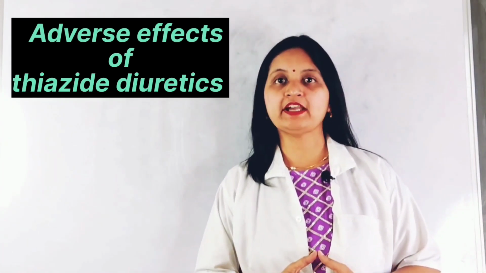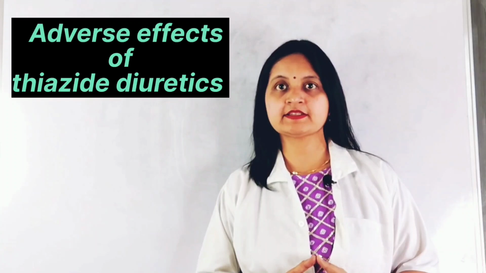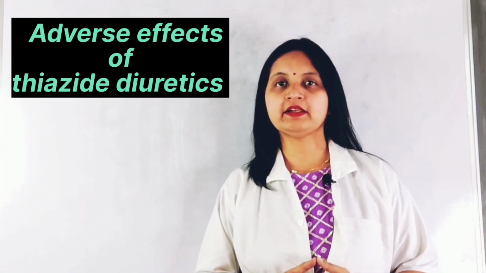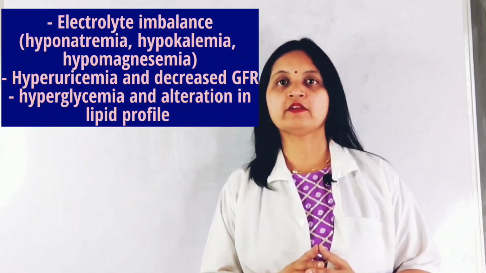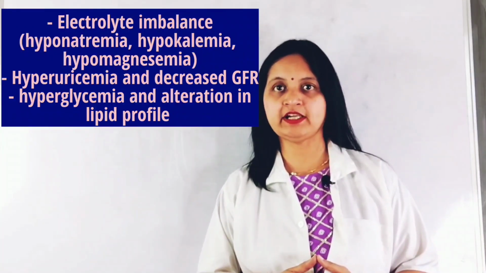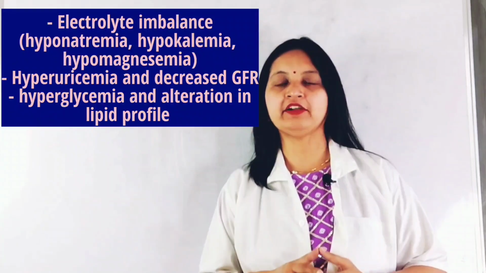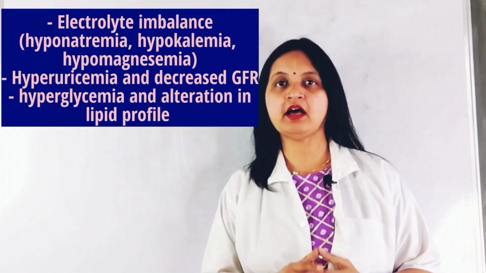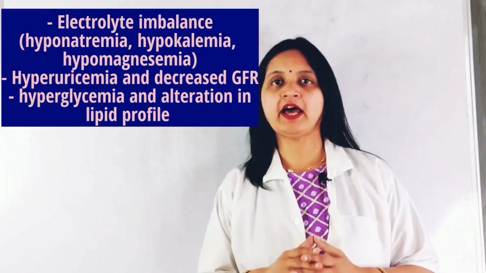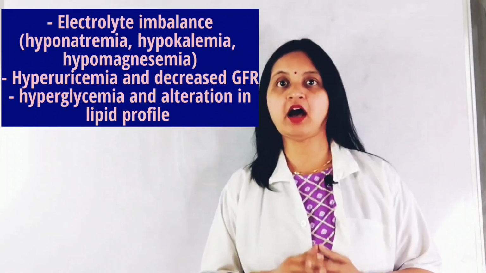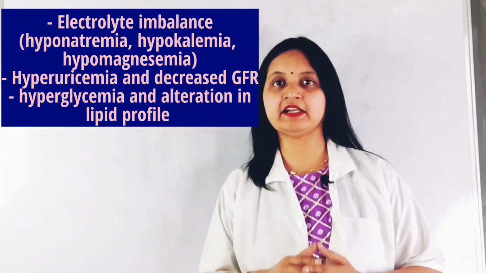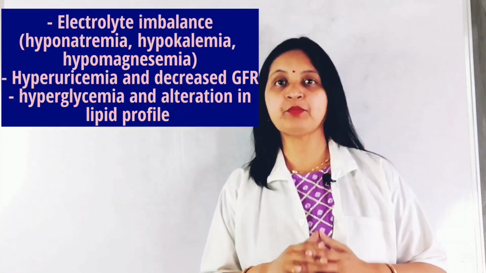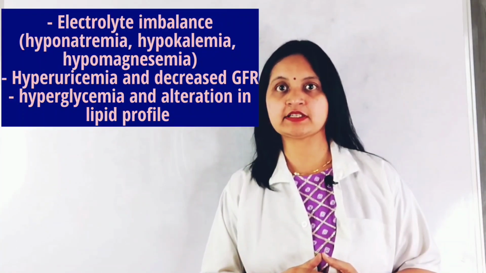So moving on to the adverse effects of thiazide diuretics. Similar to loop diuretics, the thiazide diuretics can cause electrolyte imbalance, causing excretion of sodium and chloride in urine, causing hyponatremia, hypokalemia, hypomagnesemia. Hypokalemia and hypomagnesemia are risk factors for cardiac irregularities and are mainly problematic in elderly patients.